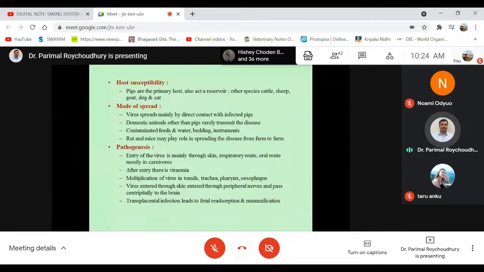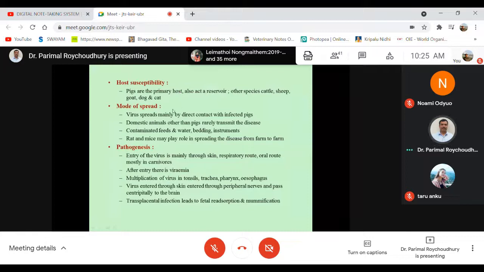And you'll find the primary host as well as the reservoir is the pig, where the virus is mainly hovering and localized and may remain in latent infection. So accidentally, it may occur in other species, cattle, sheep, goat, dog, cat. They may also pick up the infections and show clinical manifestation. However, these domestic animals rarely take any part in transmission of the disease. Mainly transmission occurs from pigs only.